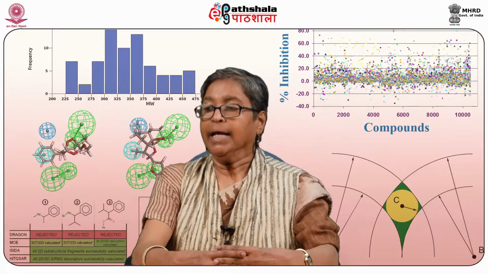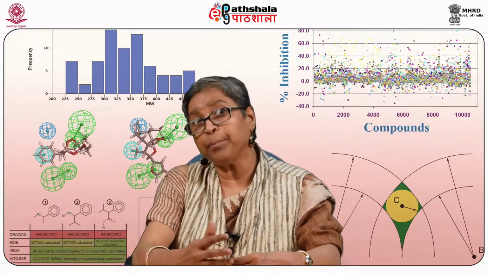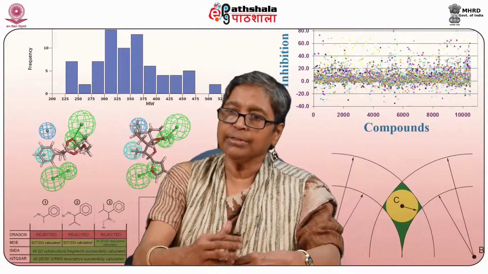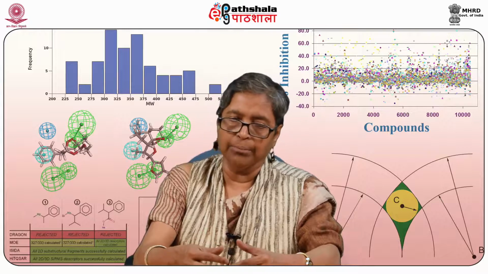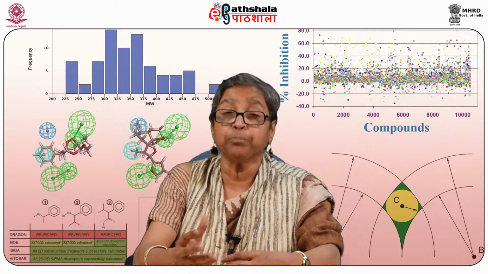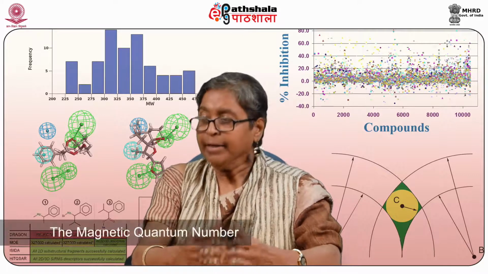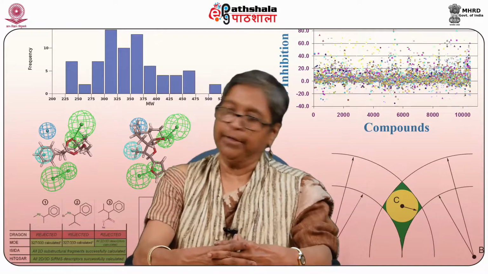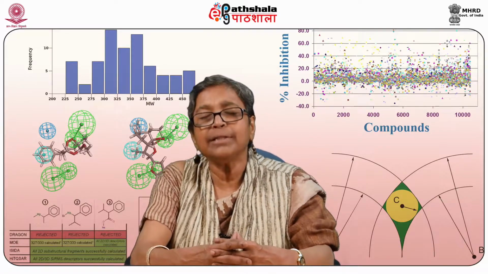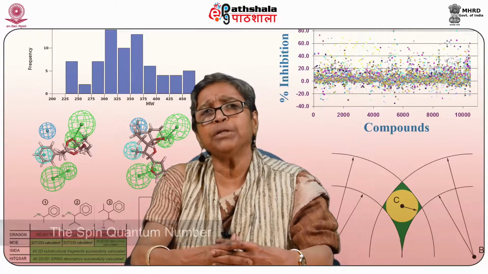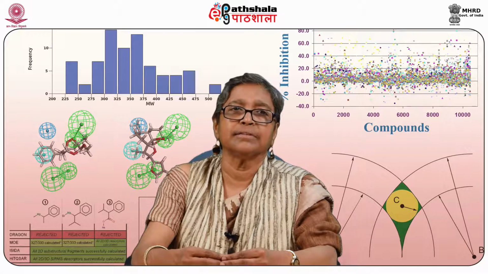The other three are: the angular momentum quantum number, which is related to the shape of the orbitals in which the electrons are moving. So angular momentum quantum numbers can be related to sp2, sp3, etc. hybridized molecules, and they will differ. The magnetic quantum number is related to the orientation of these orbitals in space, as well as the spin quantum number, which has been utilized for depicting the electron spin characteristics.